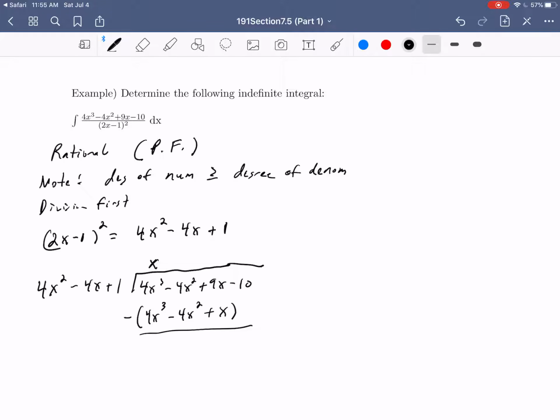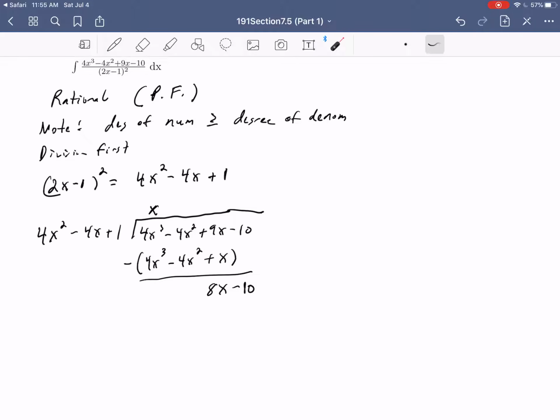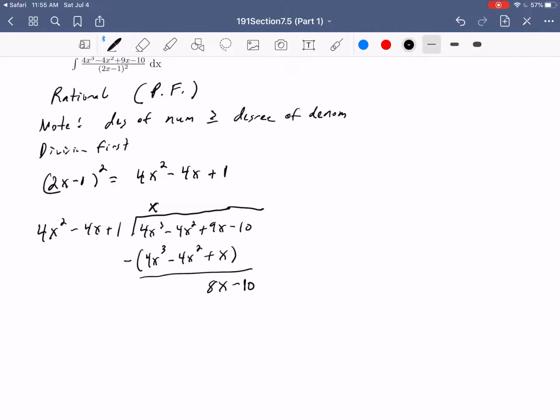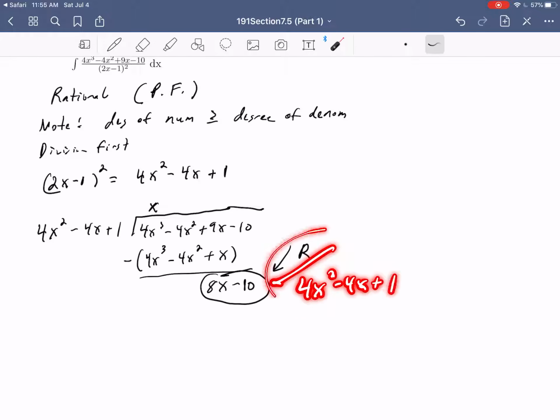If we subtract, those are going to cancel, those are going to cancel, and we're going to get 8x minus 10. Notice that the degree here is 2, and this is degree 1, so you cannot divide this in here, because you can't divide something that has a larger degree into something smaller. So this is just going to become our remainder. But that's not going to be a problem, because we're going to have this divided by 4x squared minus 4x plus 1, which will be in appropriate partial fractions form.